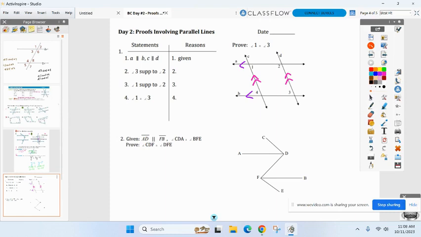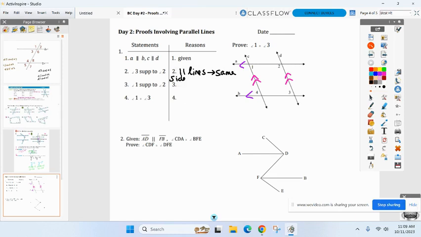So this was a pain in the butt yesterday, but it's paying off right now. What am I going to write in the reasons? Same thing you wrote in your justifications yesterday. How did I start it off? Parallel lines imply. Then you tell me, Doyle, what type of angles are they? Same side interior.